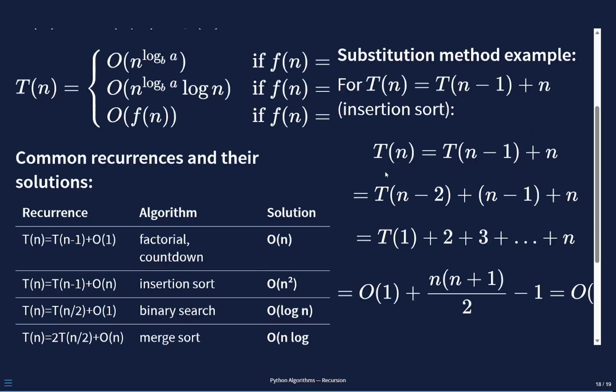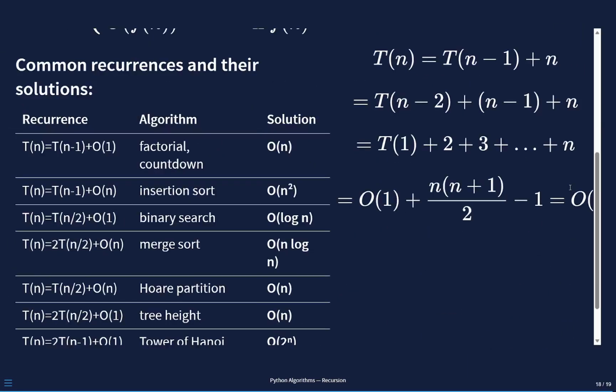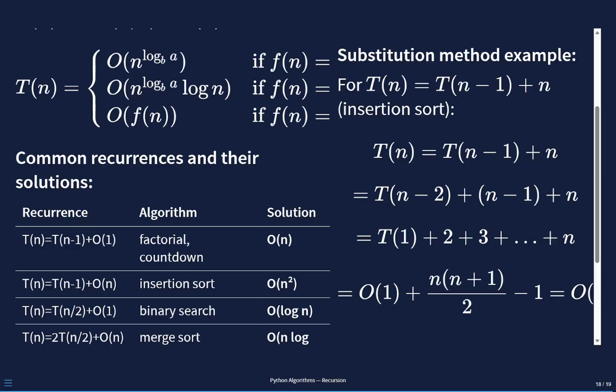The substitution method gives you a tool for recurrences the master theorem doesn't cover. Unroll the recurrence by hand for several steps, spot the pattern, express T(n) as a sum, evaluate the sum. T(n) equals T(n-1) plus n telescopes to 1 plus 2 plus 3 plus up to n, which is n(n+1)/2, O(n squared). This is exactly insertion sort.